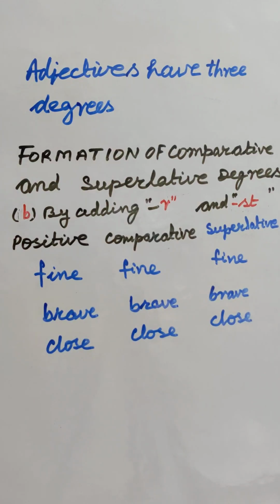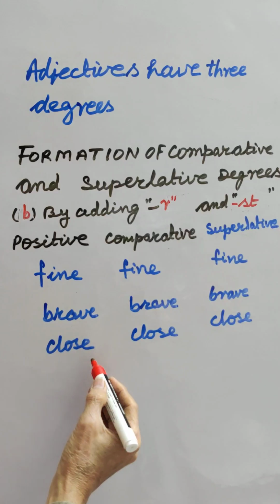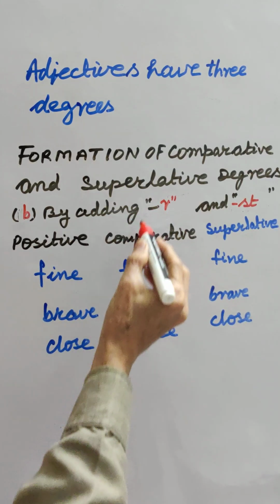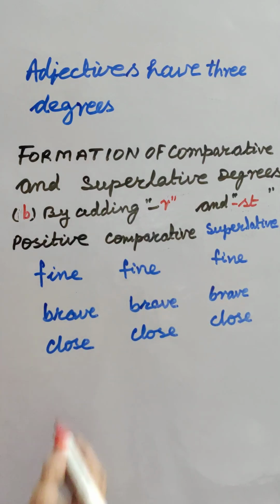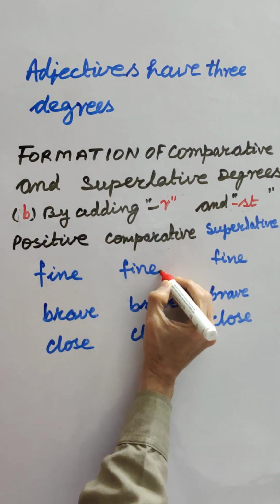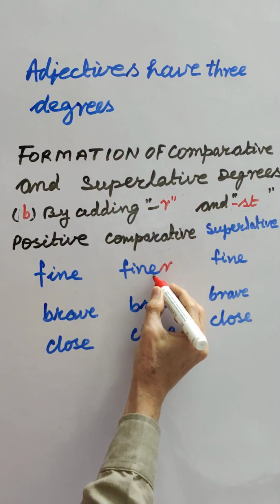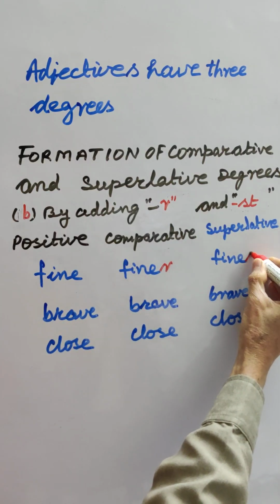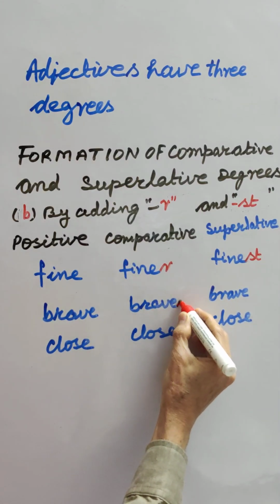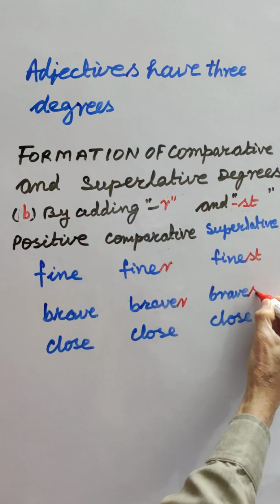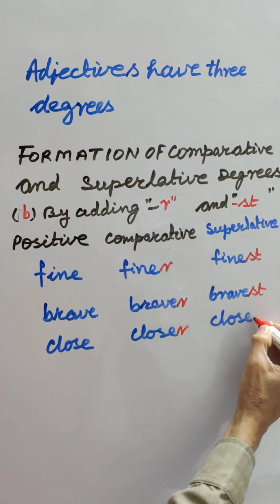If the word ends with e like fine, brave, and close, we add in comparative r and in superlative st. So for fine, there will be finer, r. Since the word is ending with e, and here st, finest. So as in brave, braver, and bravest. So as in close, closer, and closest.